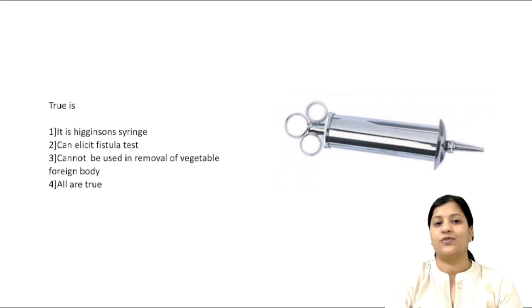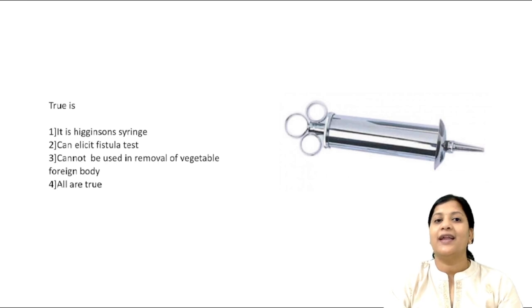True about this instrument is, it is a Higginson syringe. It can elicit fistula test, cannot be used for removal of a vegetable foreign body. All of the above are true. So what is true? Okay, so I think most of you would have got the answer by now.